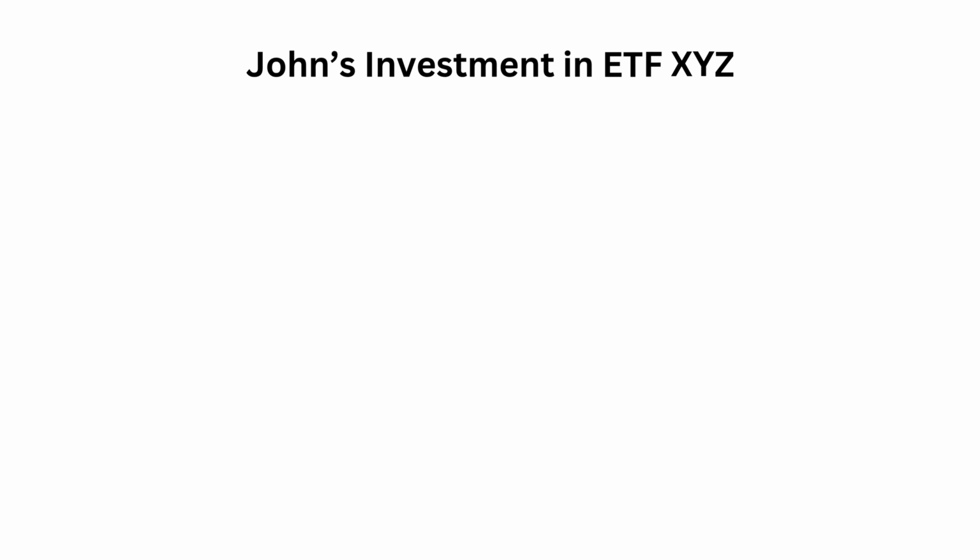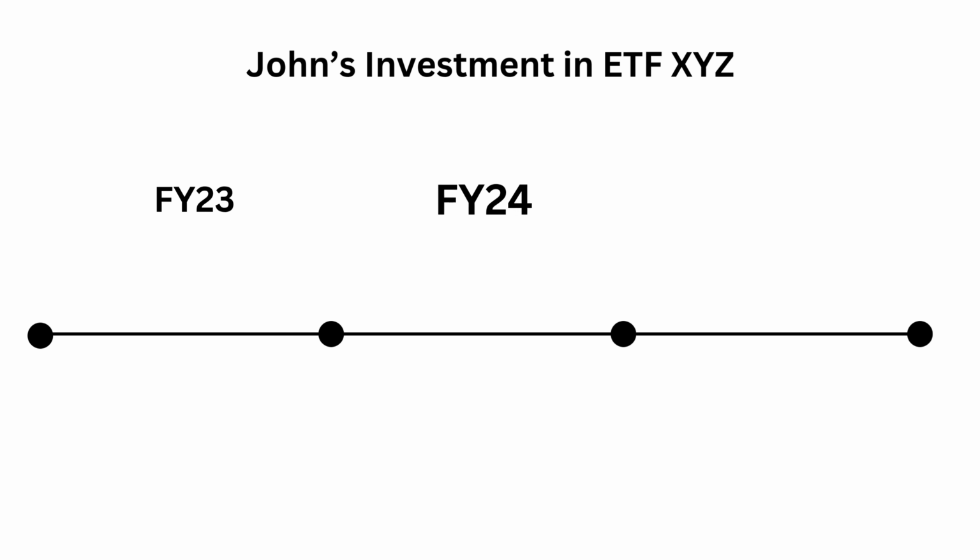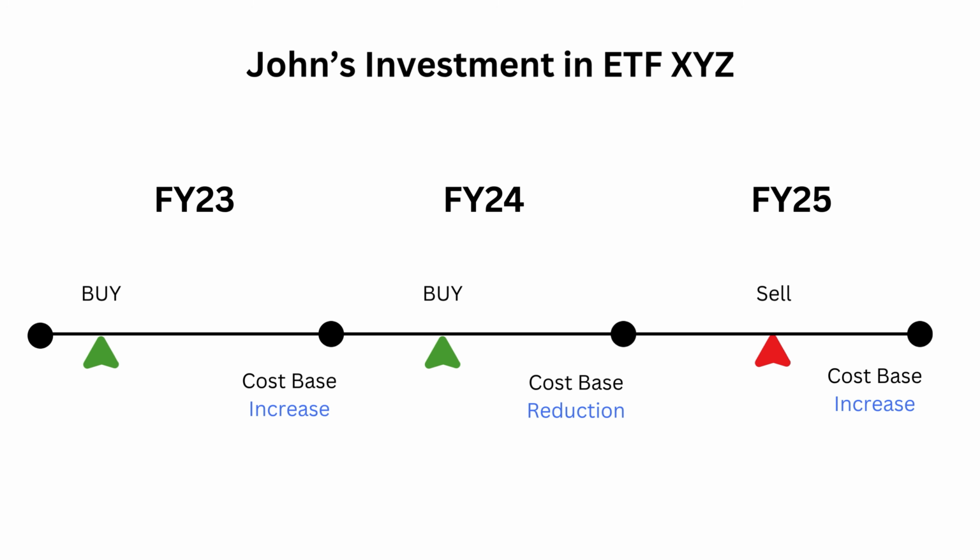Now let's walk through John's investment in ETF XYZ from FY23 to FY25. Along the way, he buys more units, sells them, and receives AMAA statements each year with cost base increases and reductions. In August 2022, John bought 100 units at $10 each. That's a total cost base of $1,000.